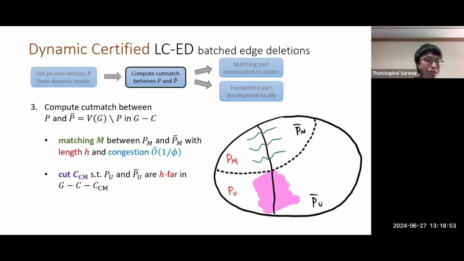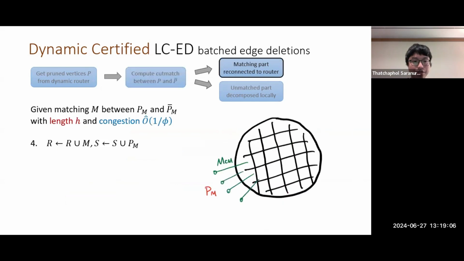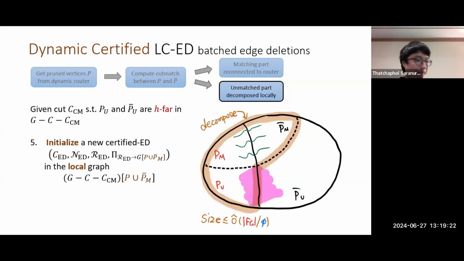In this step, we match the pruned vertices and the remaining part and get a green matching and also some new cut C. The green matching, we just add it to the router, because our dynamic router indeed supports these operations. And here come the important steps.